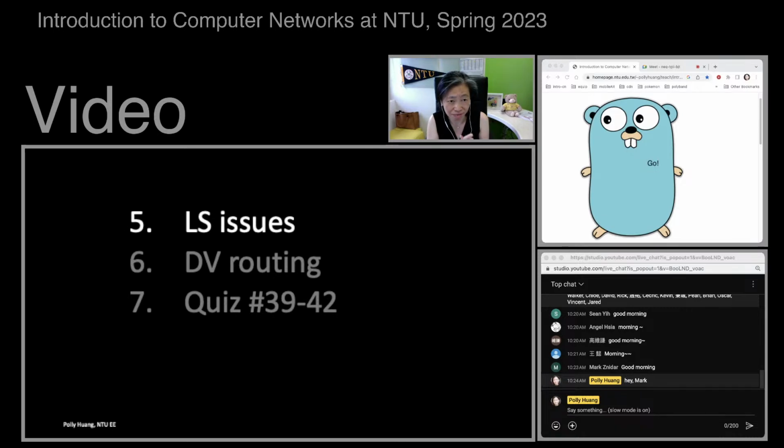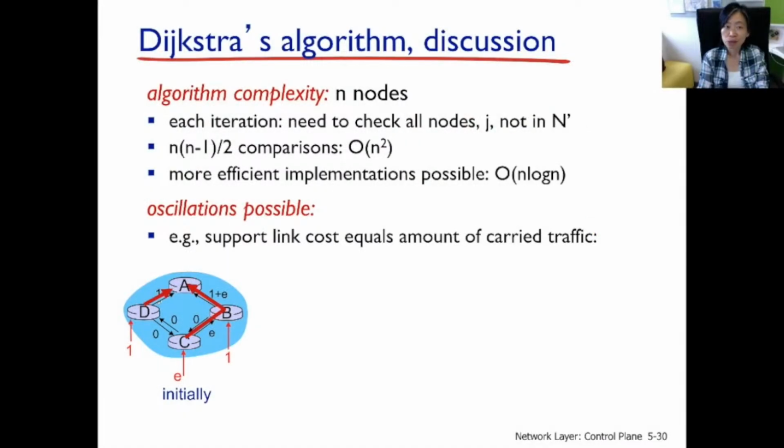But think again, using traffic volume. There's one very special issue with link state routing. That's called the path oscillation problem. And it happens when we set the link cost dynamically based on the amount of traffic going on the link at the time. Now let me explain using an example.